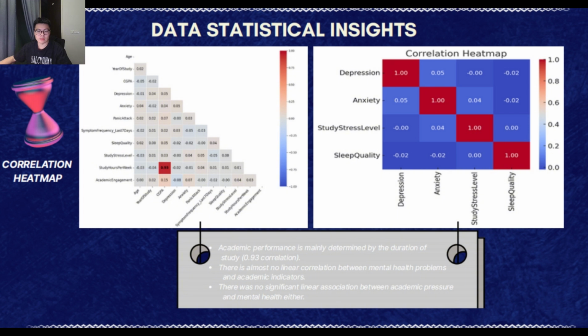Now is the data statistical insight. You can see the correlation heat map. The academic performance is mainly determined by the direction of study, which has a 0.93 correlation. There is almost no linear correlation between mental health problems and the academic indicators. There was no significant linear association between academic pressure and mental health either.